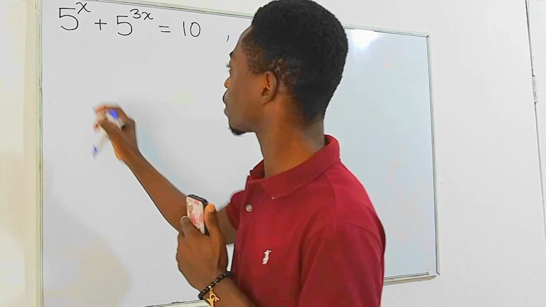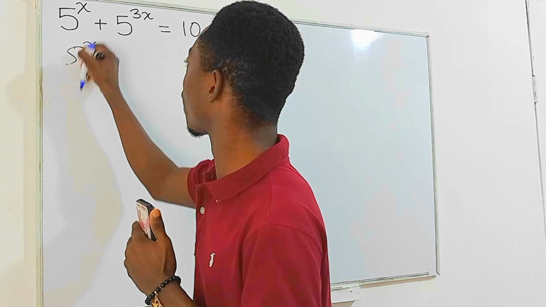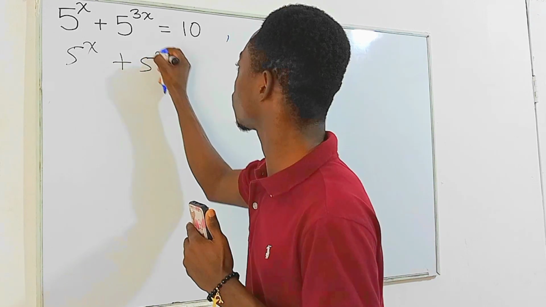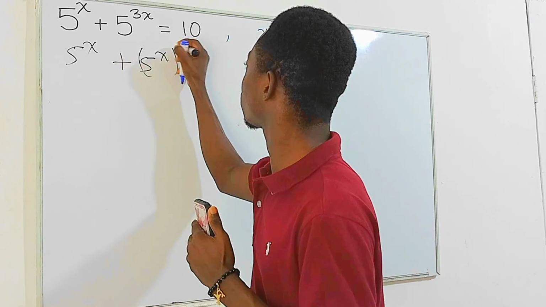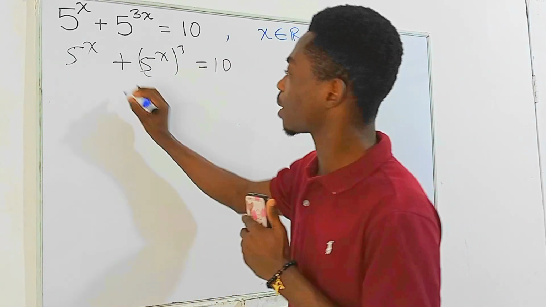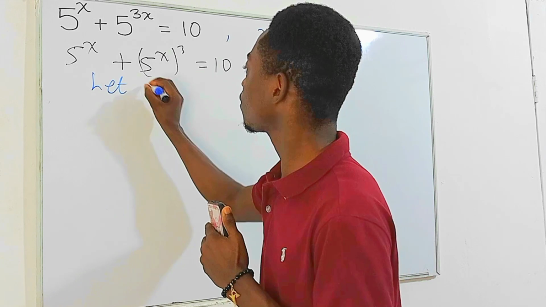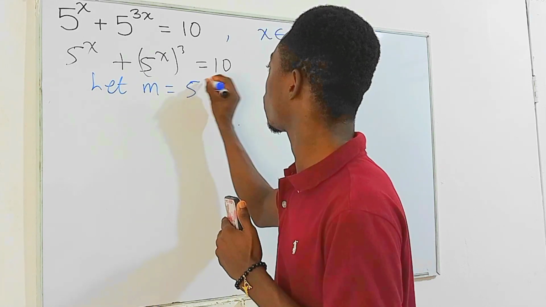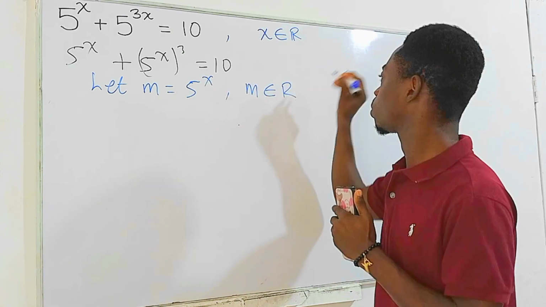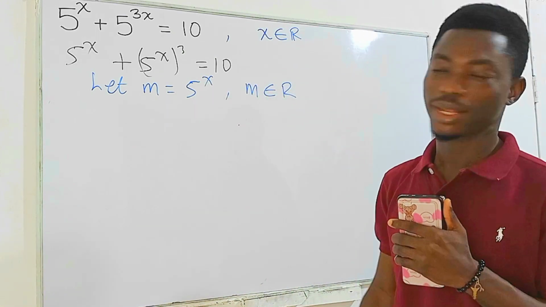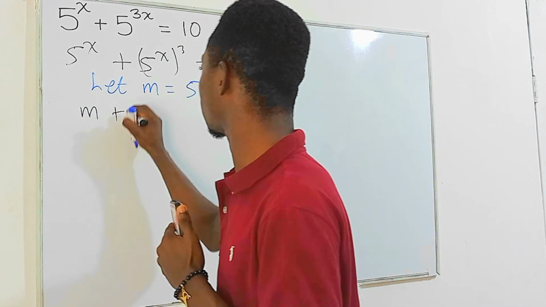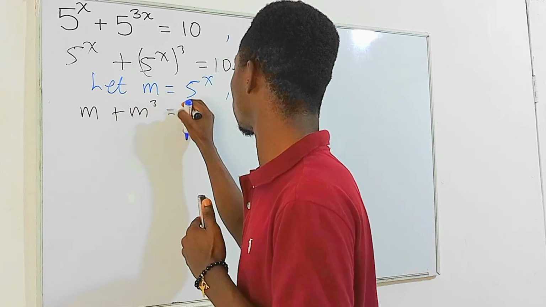In fact, I'll keep the first term, which is 5 to the power x. Then I'll rewrite this right here as 5 to the power x, then to the third power. And this is equal to 10. And this time round, I'm going to let m be equal to 5 to the power x. And of course, m must also belong to the real numbers. Cool. So the new equation is going to be m plus m cubed is equal to 10.